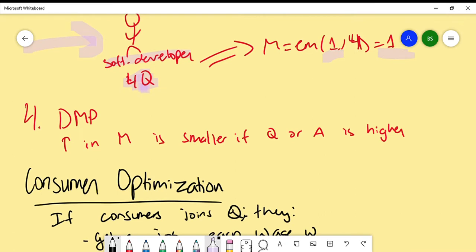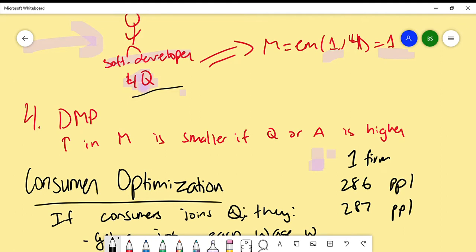And fourth is the idea of diminishing marginal product. The increase in the total number of matches is smaller if Q or A is higher. I don't know what this means. Maybe it means something like, in this example we use smaller numbers like 3 plus 1 is 4. But maybe they mean if you have one firm and you have 286 people and then you have 287 people, the increase in M.